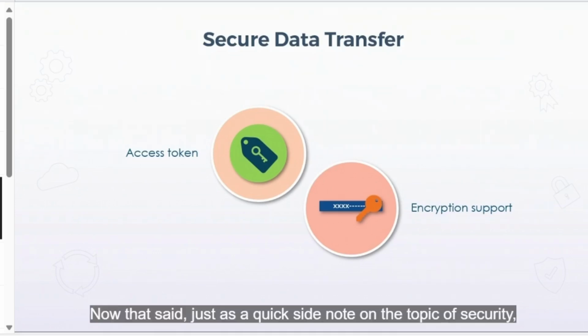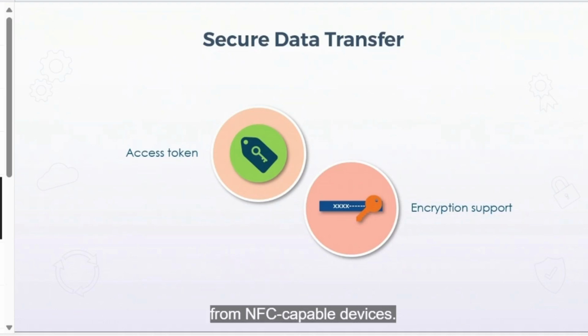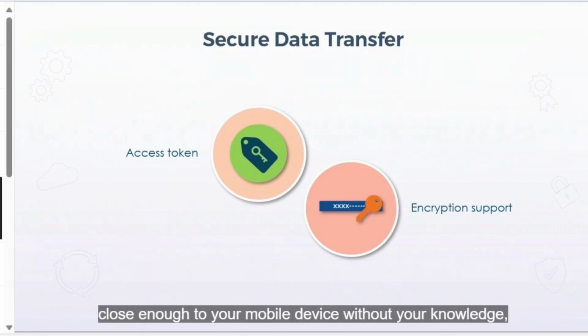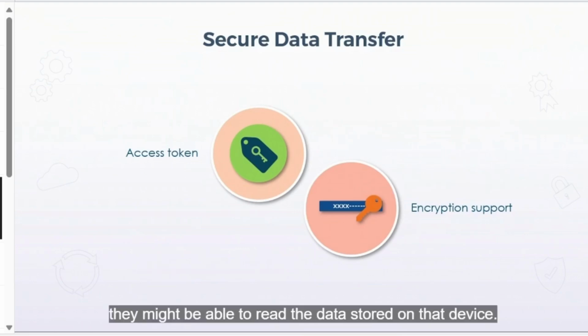Now, that said, just as a quick side note on the topic of security, because NFC devices will exchange data automatically as soon as they're within range of each other, it is possible for an attacker to obtain information from NFC-capable devices. For example, if they have an NFC reader, similar to the payment terminal at a point of sale, and they were able to place that device close enough to your mobile device without your knowledge, for example, on a crowded subway, they might be able to read the data stored on that device.